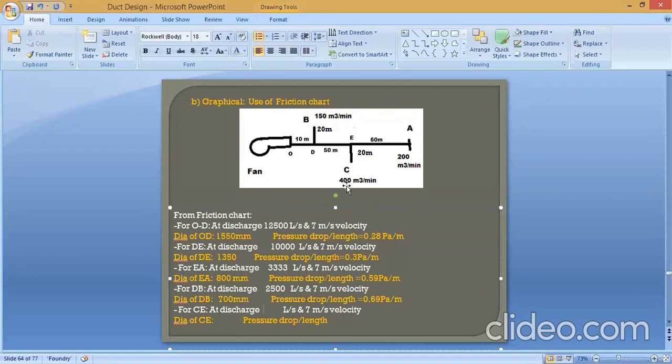Okay, and last C to E. C to E needs to handle 400 meter cube per minute of air, which is equal to 400 into 1000 divided by 60, so 6,666. Am I audible to you all? All of you with me?